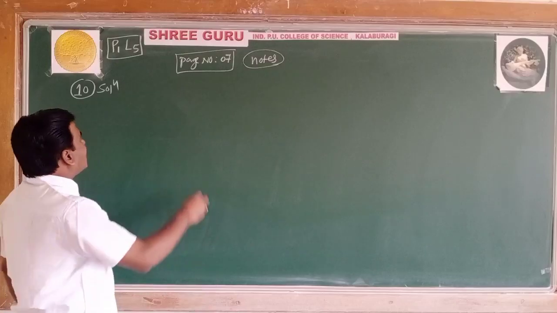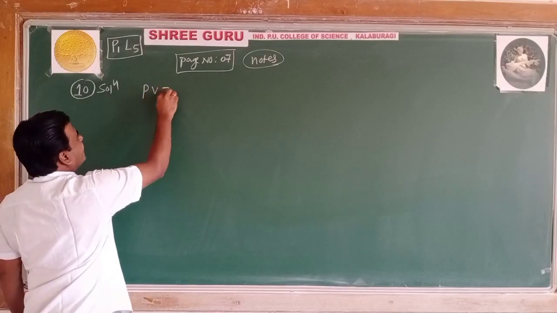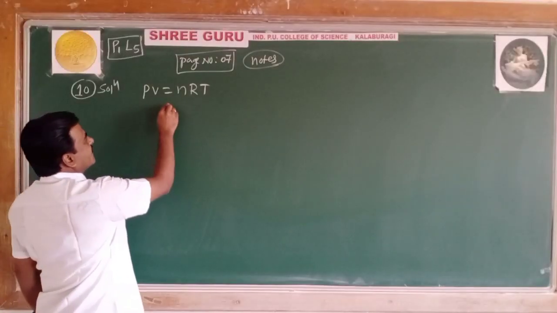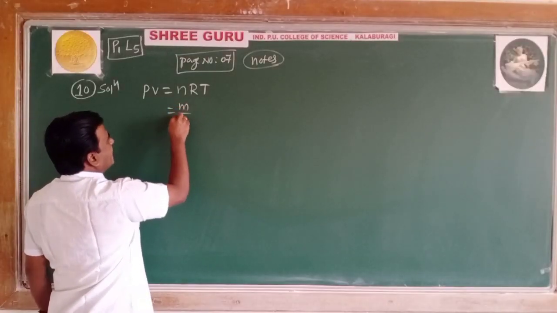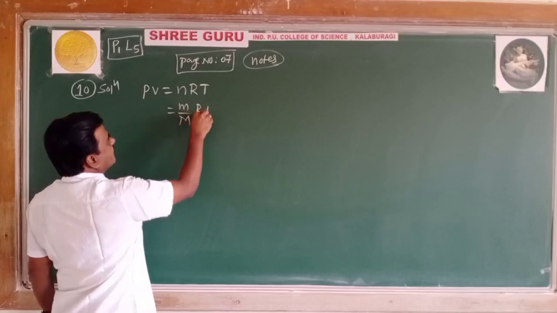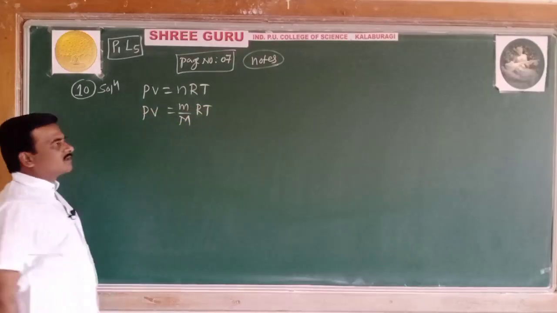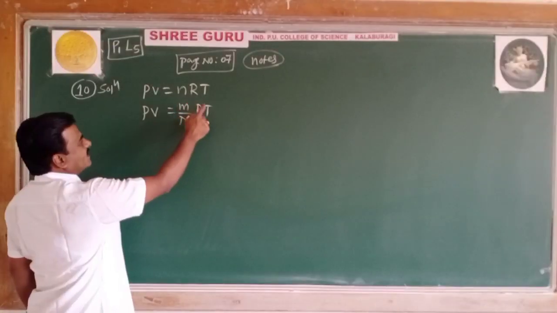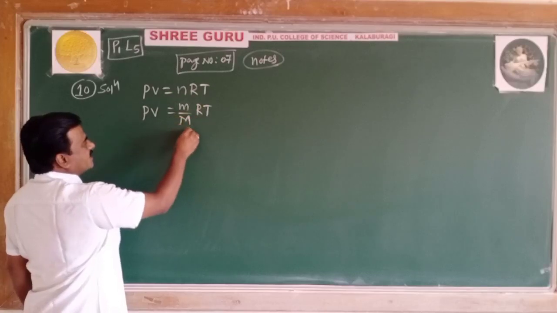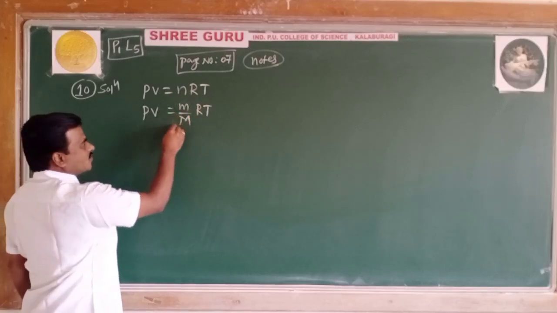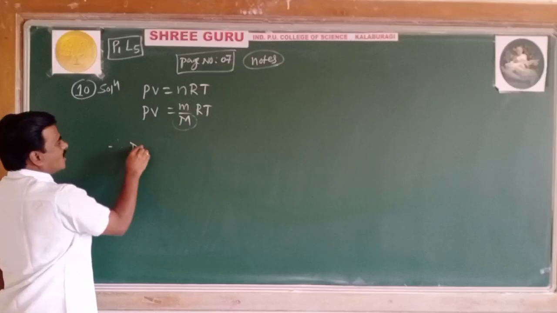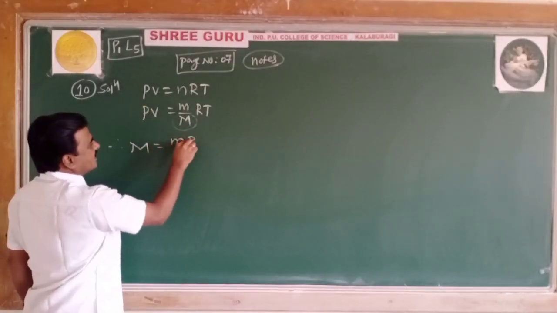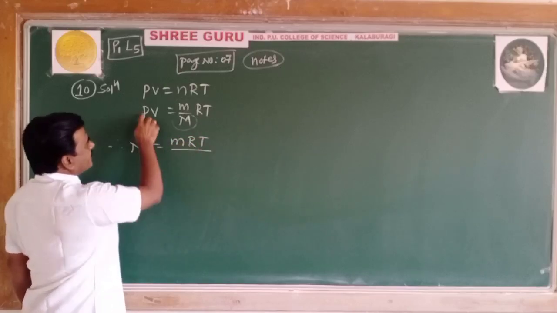You have the ideal gas equation PV equals nRT for n mole of gas. This can be written as PV equals small m by capital M into RT. Here all parameters, pressure, volume, mass, R and T are known except the molar mass, which you are supposed to calculate. Therefore molar mass M equals small m into R into T divided by PV.